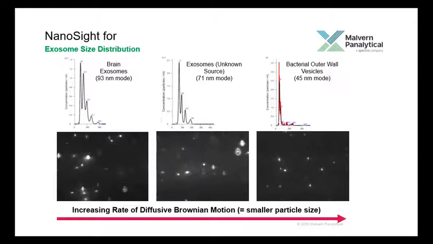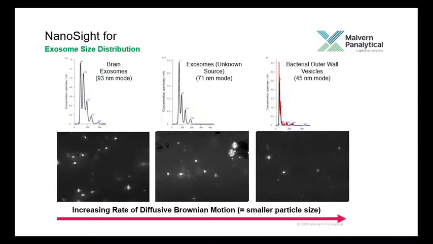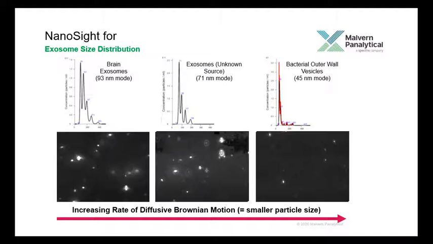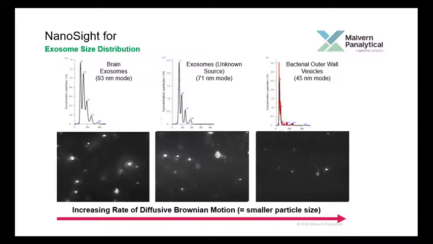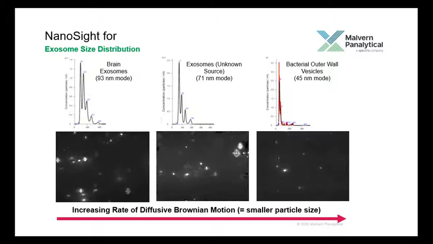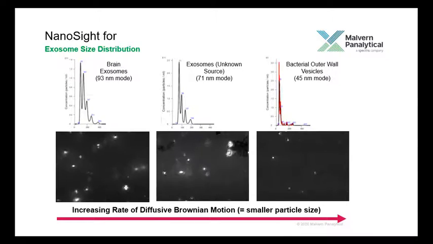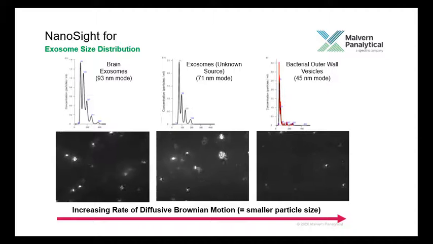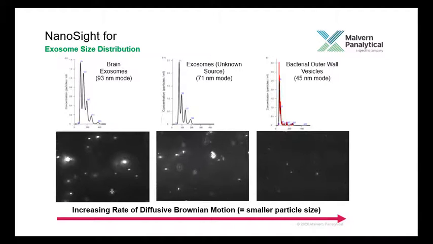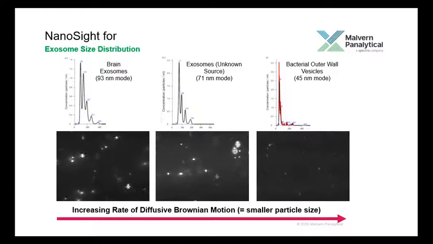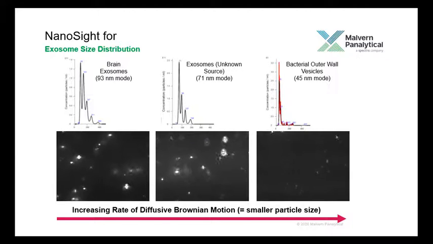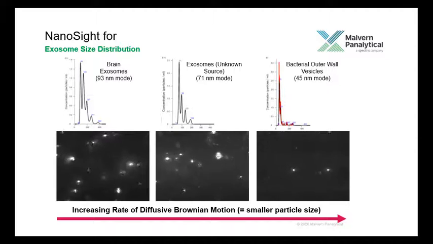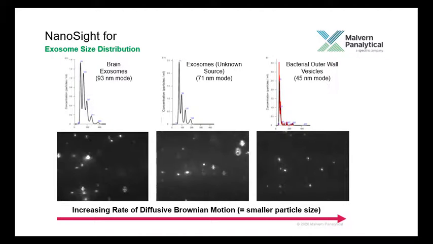Firstly, NanoSight for exosome size distribution. NanoSight has been widely used to determine the size distribution of exosome samples. Examples of exosome samples from different sources presented here show different size characteristics. This may allow one to distinguish between exosomes and other components in a sample, or be an indicator of exosomes' origin. Besides the graph and mode size differences, the video clips at the bottom show a visible trend of smaller sizes displaying faster Brownian motion.